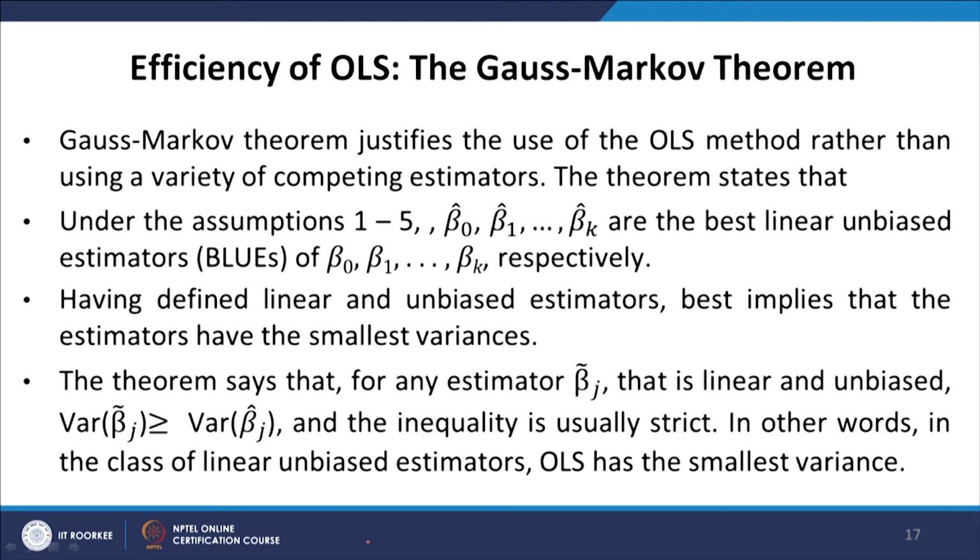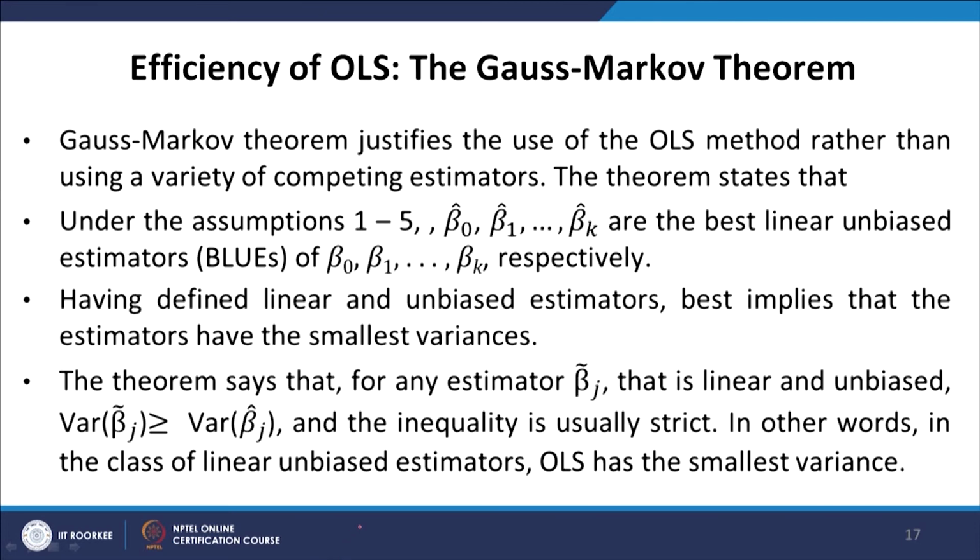The theorem states that under assumptions 1 to 5, the assumptions that have just been mentioned, beta naught hat to beta k hat are the best linear unbiased estimators, or BLUEs, of beta naught, beta 1 to beta k respectively. That is, they are the best linear unbiased estimators of the population parameters. Having defined linear and unbiased estimators, best implies that the estimators have the smallest variances.